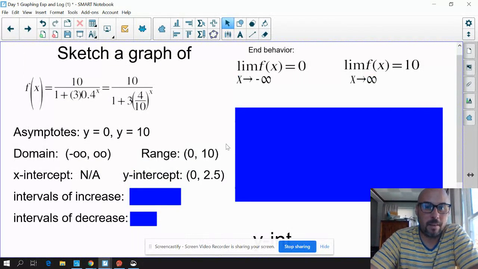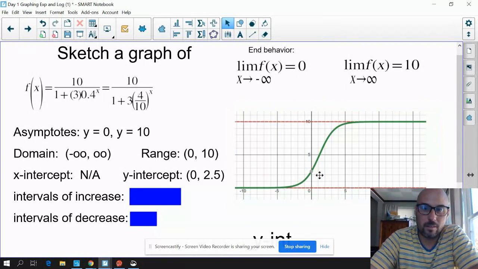And now I can graph it. I know the y-intercept, so I would plot the y-intercept. I know that when I go to the right, it's curving up towards y equals 10, approaching y equals 10. When it goes to the left, it's curving down towards y equals 0. So it looks like this.